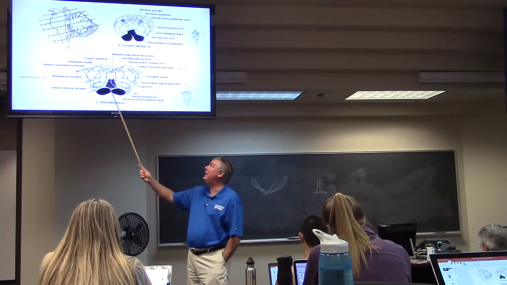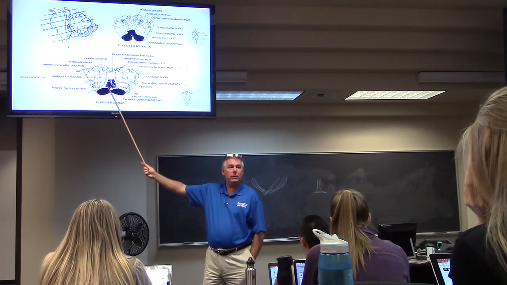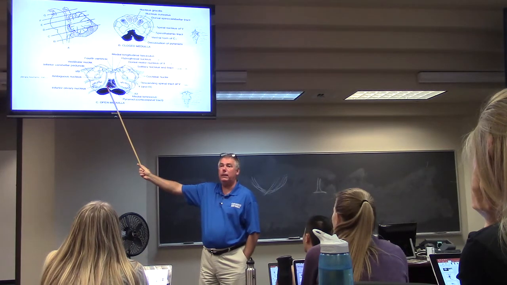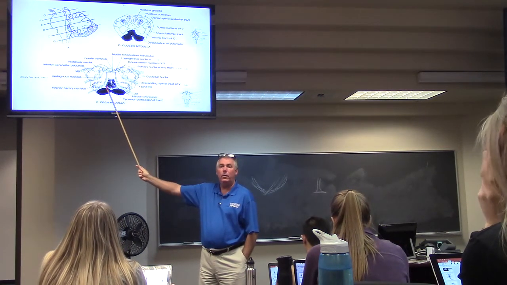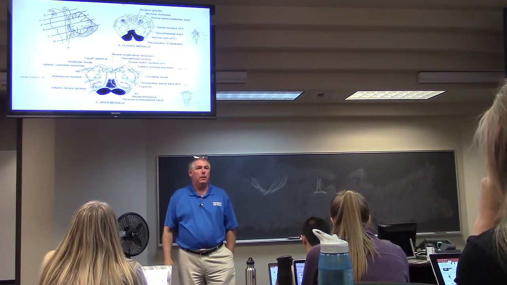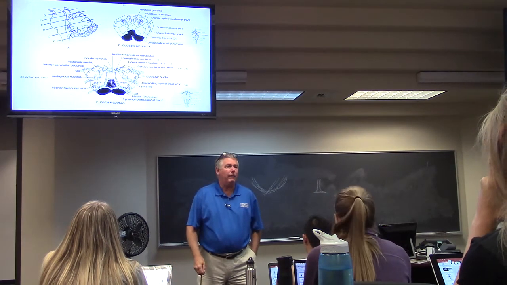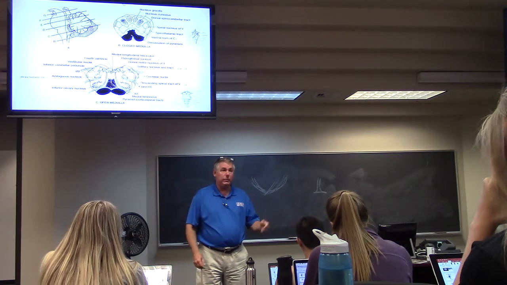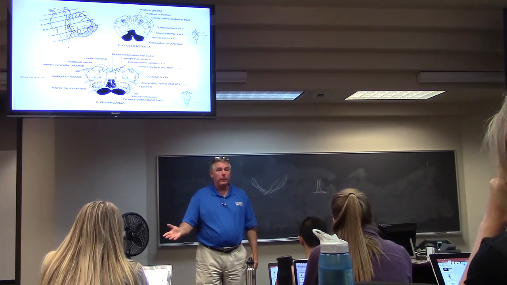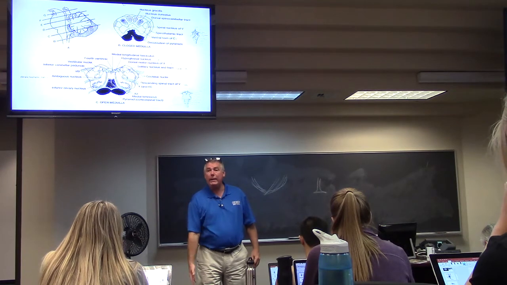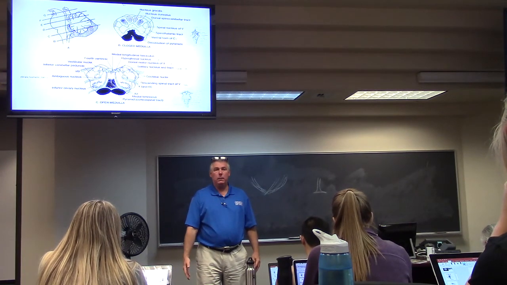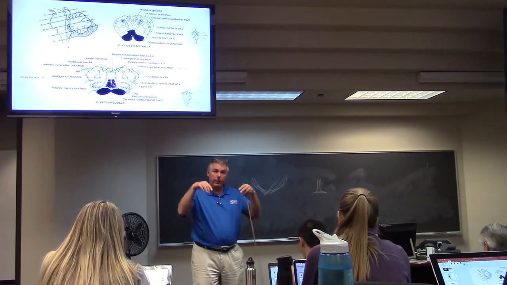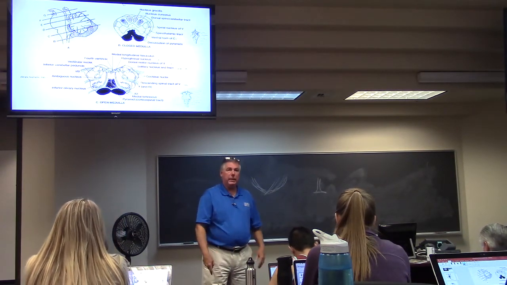If I lesion that, what's going to happen? If I lesion this side right there, let's call that the left side, what's going to happen? You will have a loss of touch, vibration, proprioception on the right. The whole right side, because it's above the crossing. Make sense?